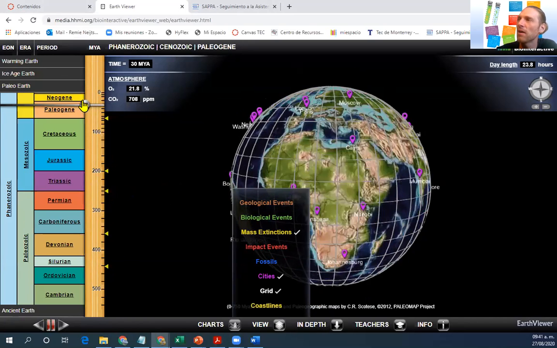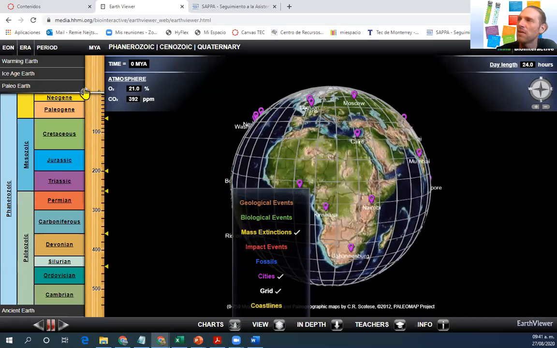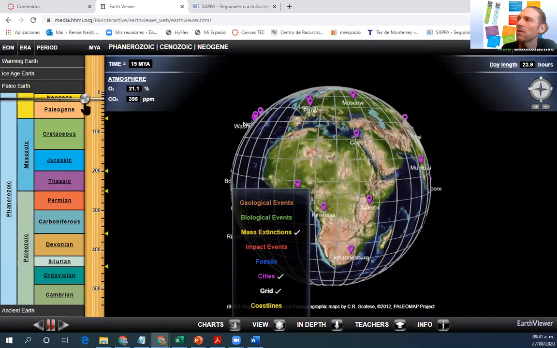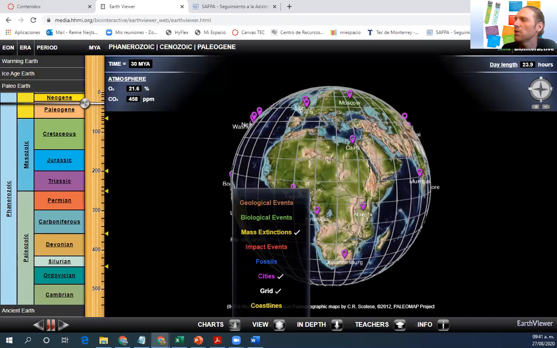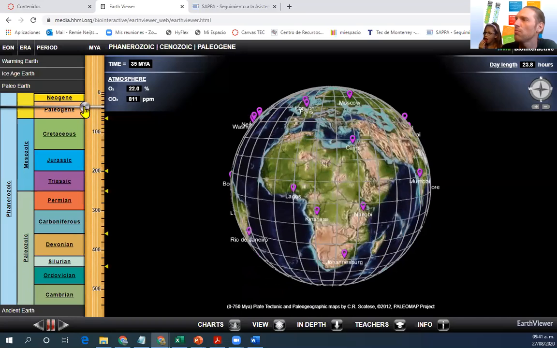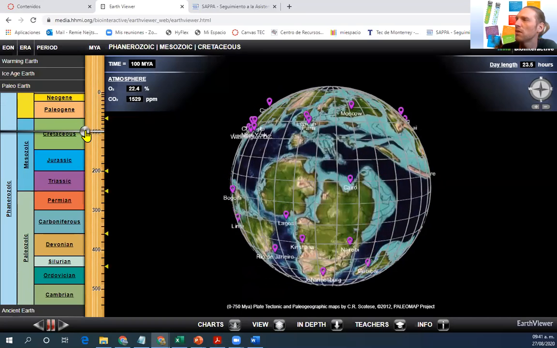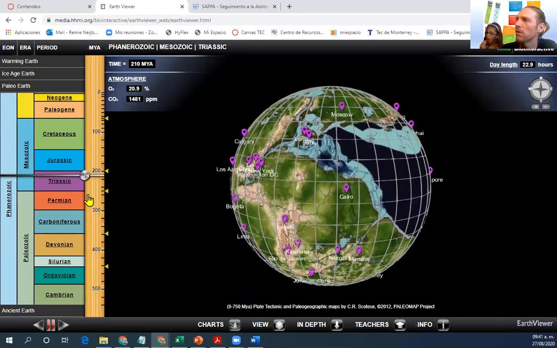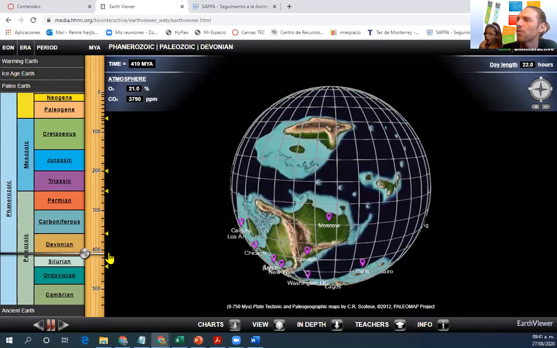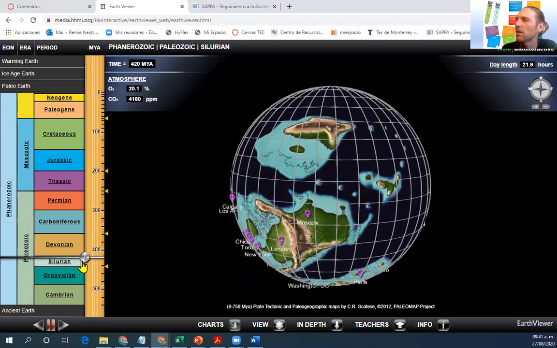This is a timeline, and if you go back here, this is now, 0 million years ago, MYA. If I go down, you can see how the Earth changes. You see the continents moving. If I go 100 million years ago, 200, 300, 400 million years ago, you can click on this and learn what happened. It's a very, very nice activity.